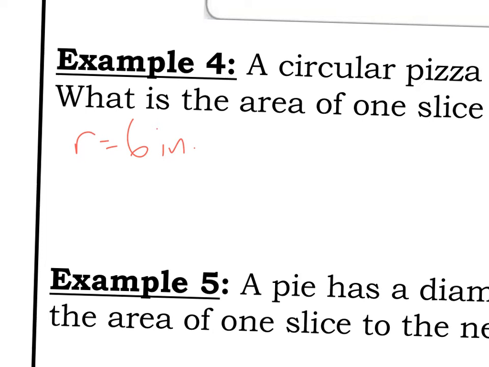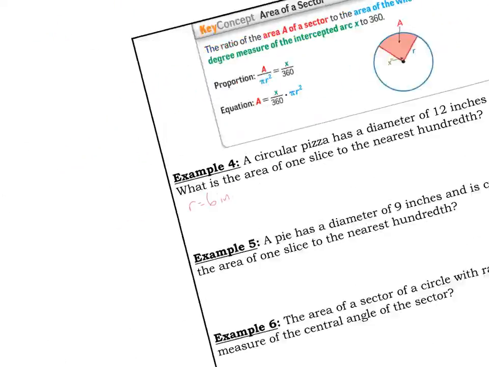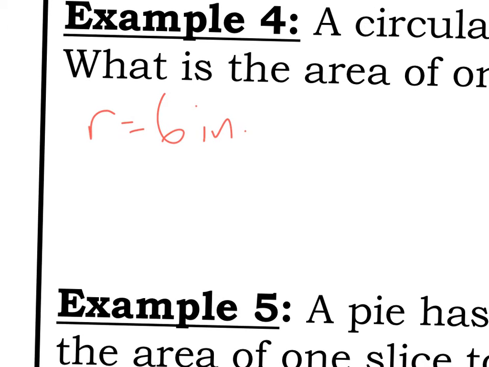And then the angle, well, I cut the pizza into 8 slices. So I'm going to write 360 over 8. If I cut a 360 degree circle 8 times, as evenly as possible, each pizza slice will have an angle of 45 degrees.